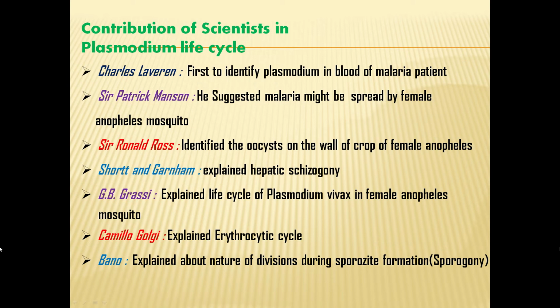Then G.B. Grassi explained the life cycle of Plasmodium vivax in the female anopheles mosquito. Camillo Golgi explained the erythrocytic cycle. Hence, the cycle in RBC is also known as the Golgi cycle. And Bano explained the nature of divisions during sporozoite formation. Sporozoite formation is also known as sporogony. You are going to know about all this in detail in upcoming videos.